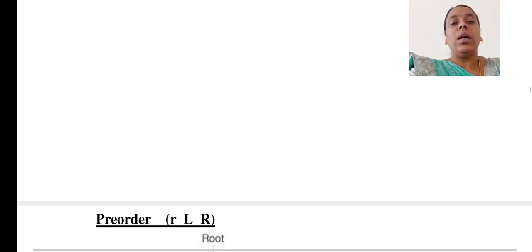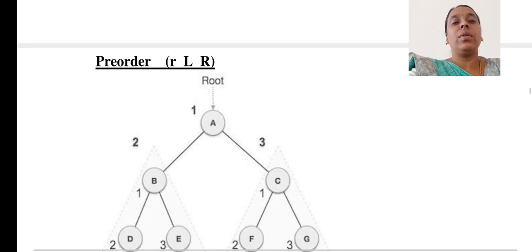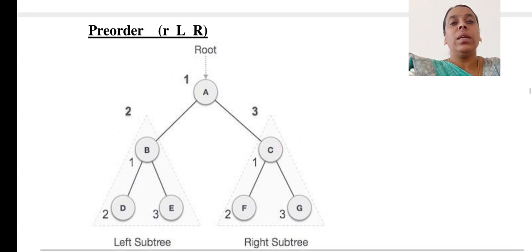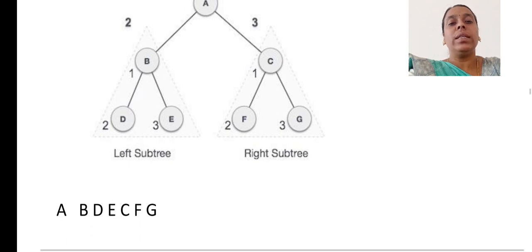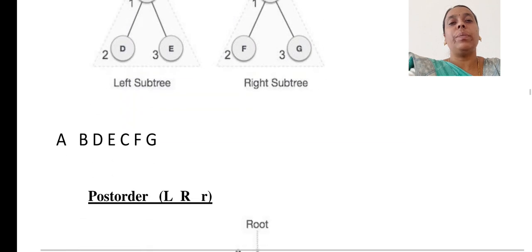And pre-order, what is the rule? Root, left, right. First of all A, then the left subtree: B is the root, so A B, then the left node D, so A B D, and then E. Next move to the right subtree. In the right subtree, what is the root? C. What is the left? F. What is the right? G. That is the rule for traversing pre-order.